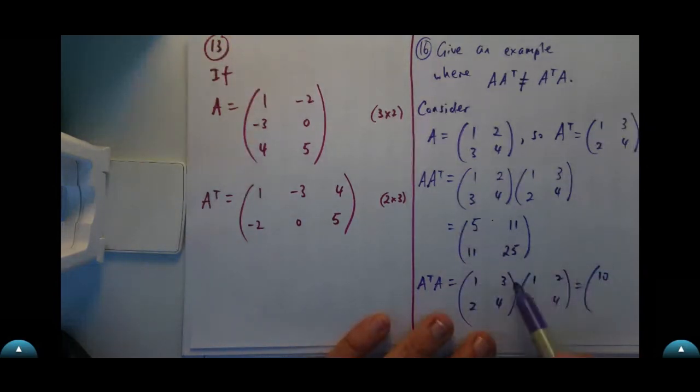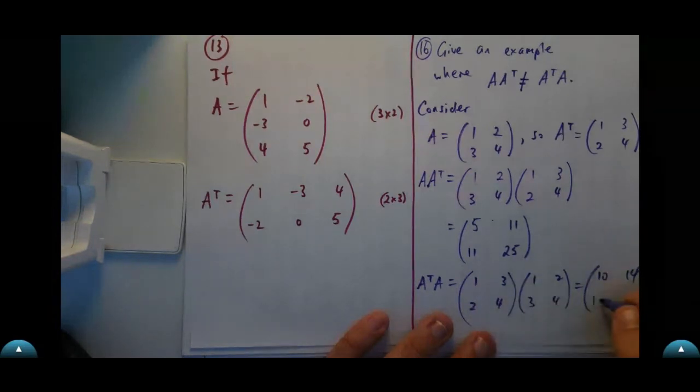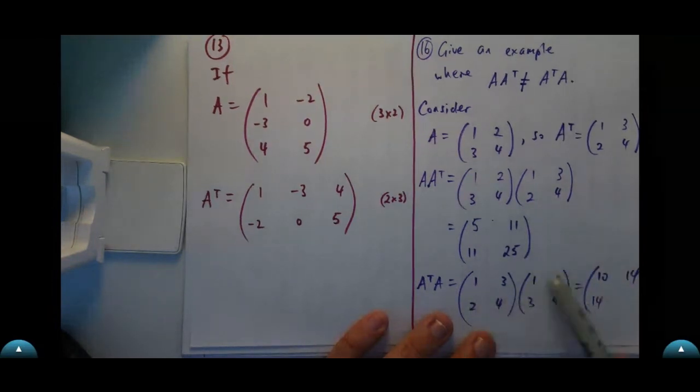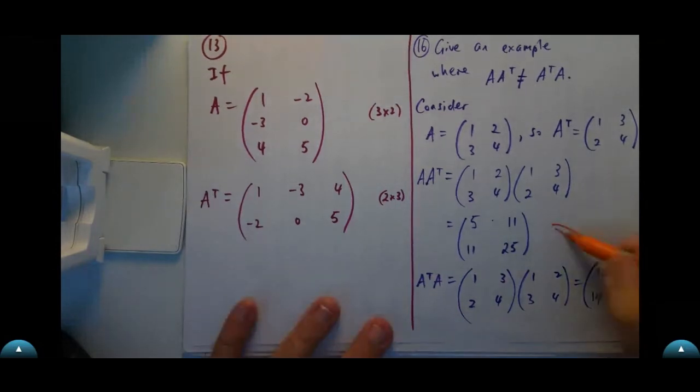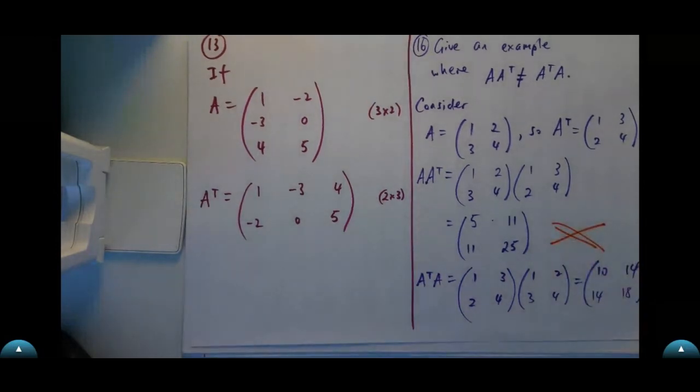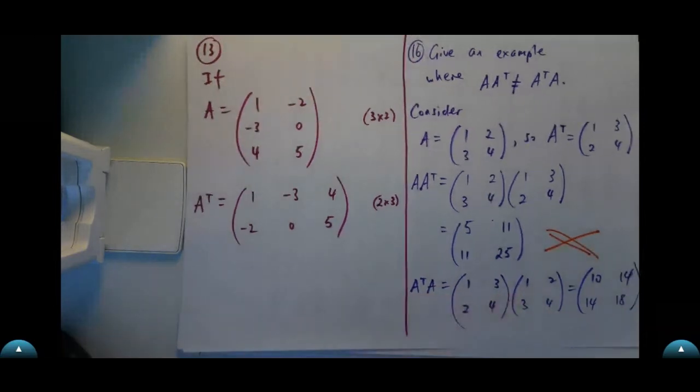1 times 2 plus 3 times 4, so that's 2 plus 12, 14. 2 times 1 plus 4 times 3, so that's 2 plus 12, which is 14. 4 plus 16, 18. So you can see very clearly that these things are not equal. So that's a basic example, right?